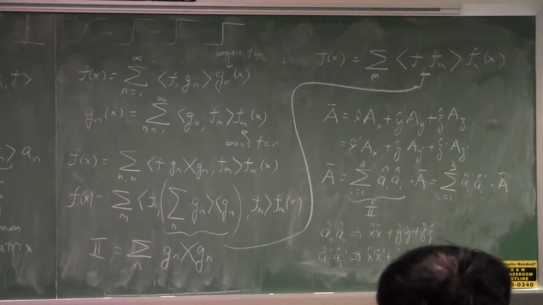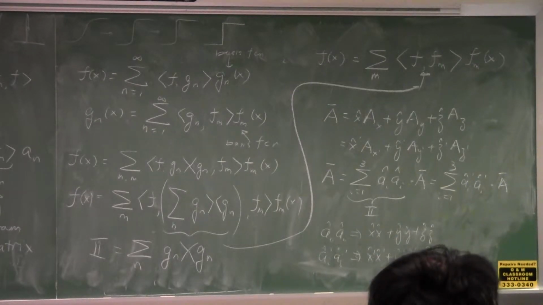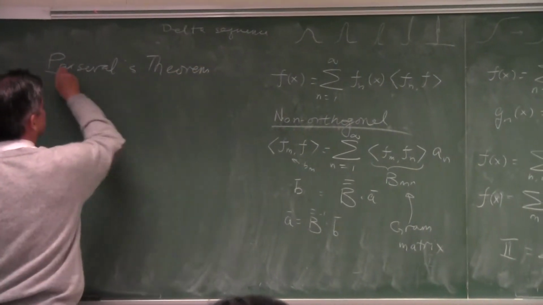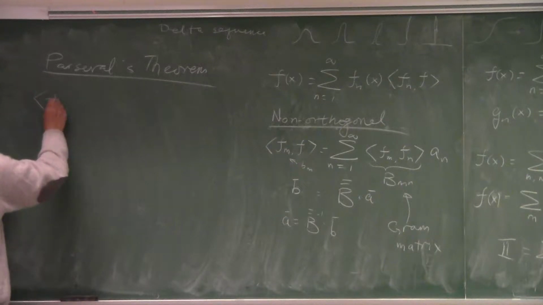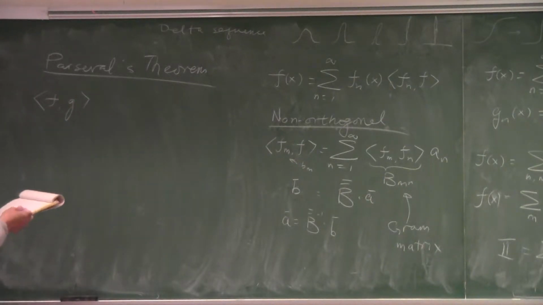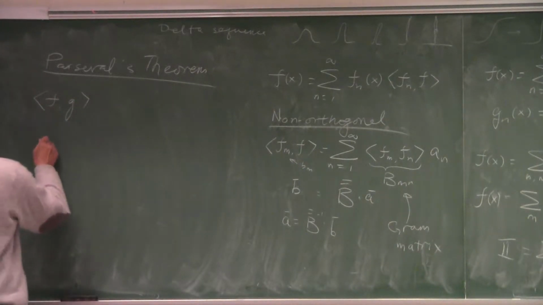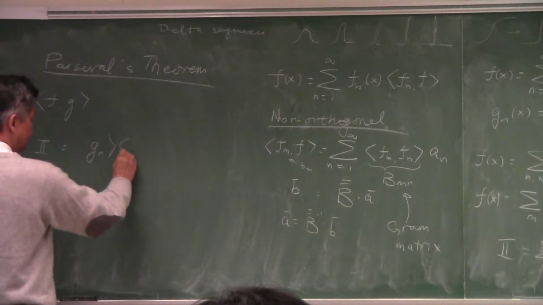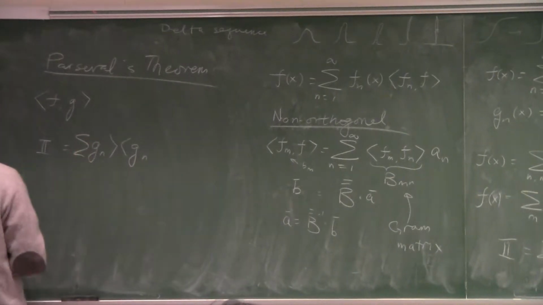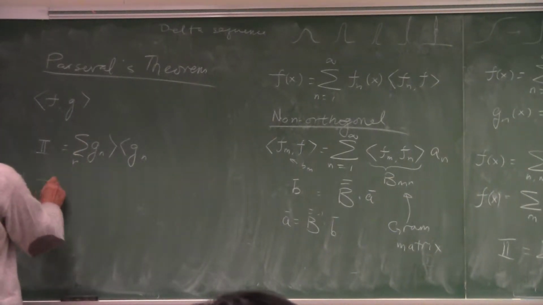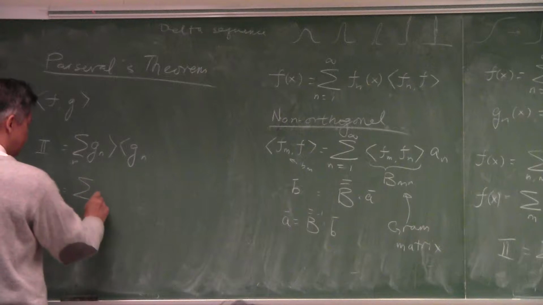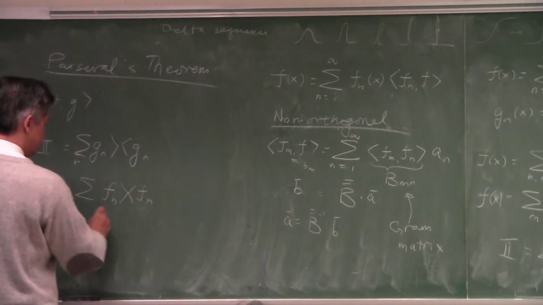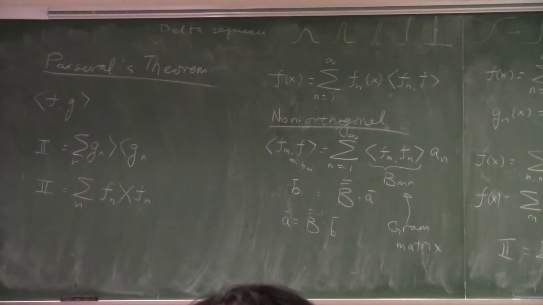Parseval's theorem. Say I have an inner product between two vectors, and then I can define an identity operator using different basis sets. This is one identity operator that you can have. And then if I have another set of orthonormal basis set, I can also define another identity operator.